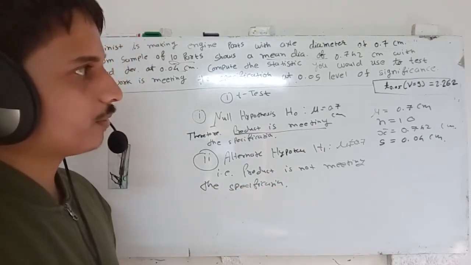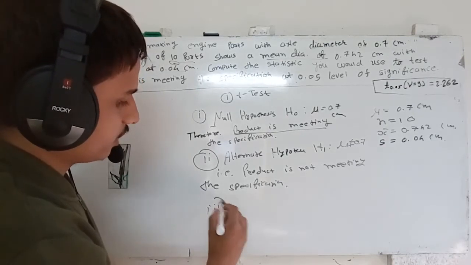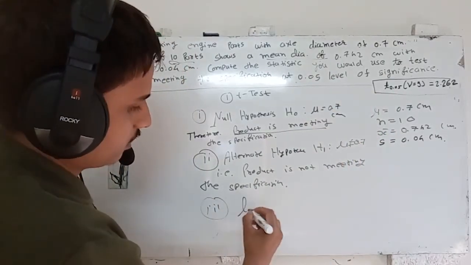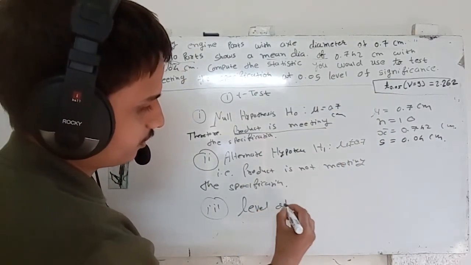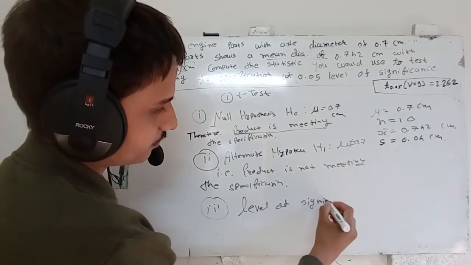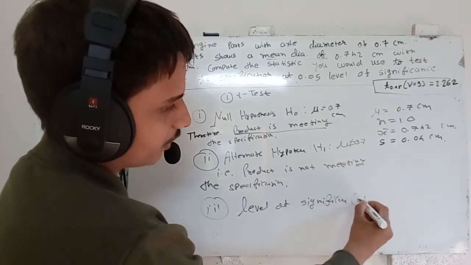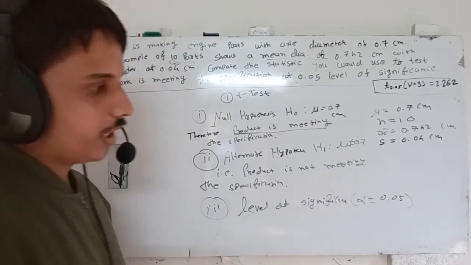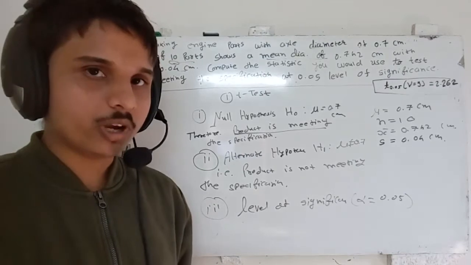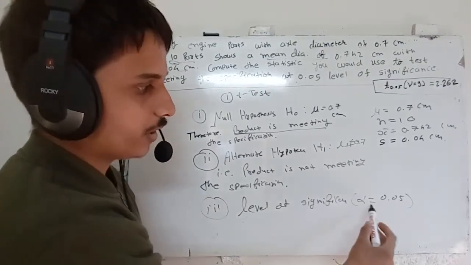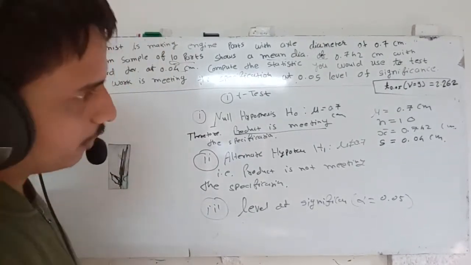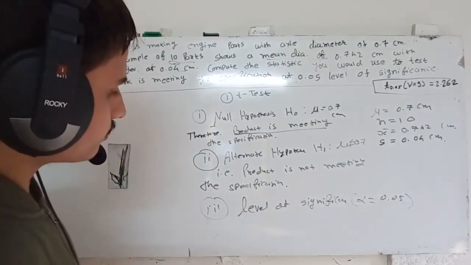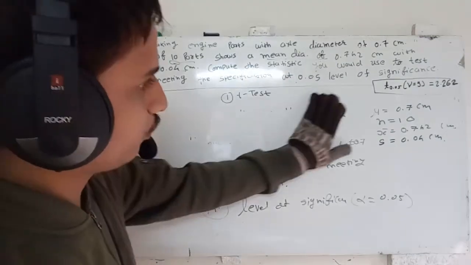Now in third step, we will write level of significance. Now in this particular question, level of significance is already given. Level of significance, that is alpha, it is 0.05. Now if this value is not given, then you have to assume, and always assume level of significance 0.05, because this t value will be given at 0.05 level of significance. Now let us move on to the fourth step.